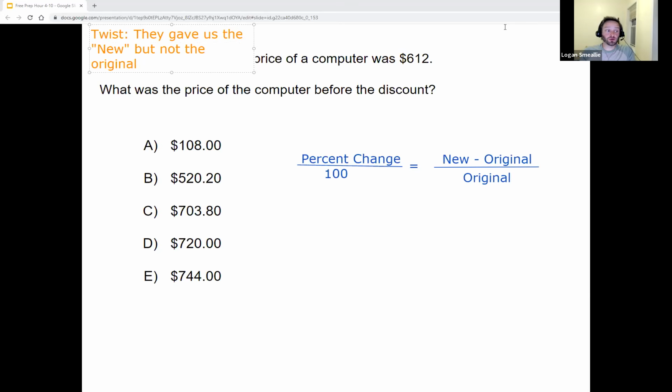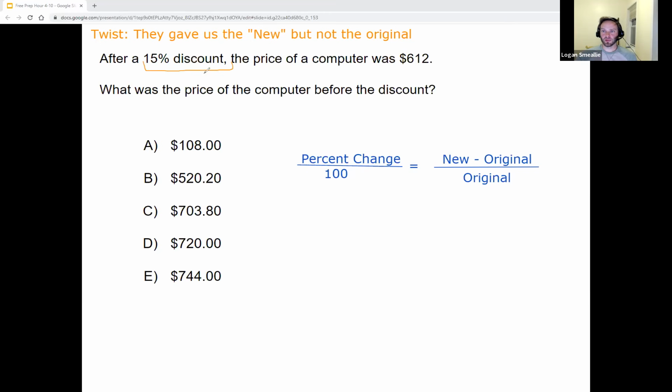A percentage change is usually a little more intuitive when they give us the starting point. That was one of my points on the last slide: if you know the starting point and you know the percentage, then you can do this really nice shortcut with the decimal multiplier. But it's a little more annoying, to be honest, when they give you the new price. 612 is the price after the discount. So what are we supposed to do with this? Let's try something that I recommend and like to fall back on: drag and drop the information we know into this formula.